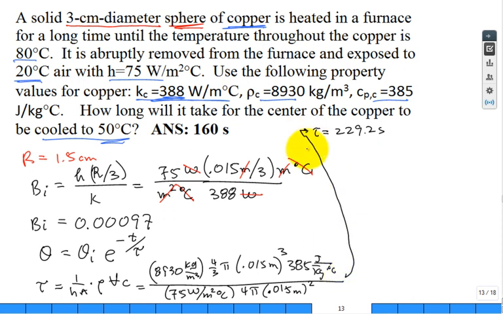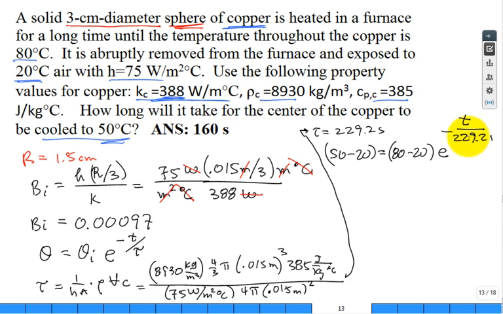All right. Now, our theta that we want to get to is, excuse me, we want to get to 50. The T infinity is 20, so that's our theta at the end. That's how long do we have to wait before theta is 50 minus 20. It starts off 80 minus 20, that's theta initial. We have e to the minus, the unknown time that we're trying to solve for, divided by the time constant, 229.2 seconds. I think you can solve that, right?